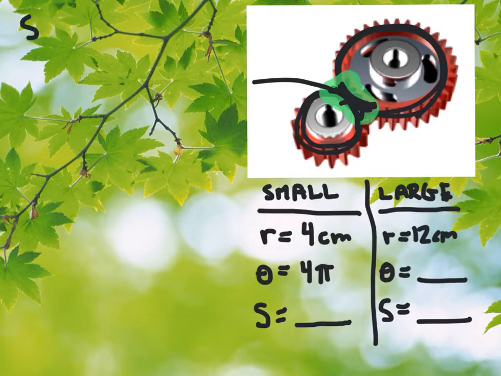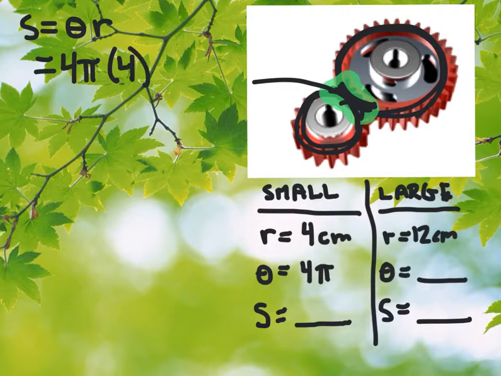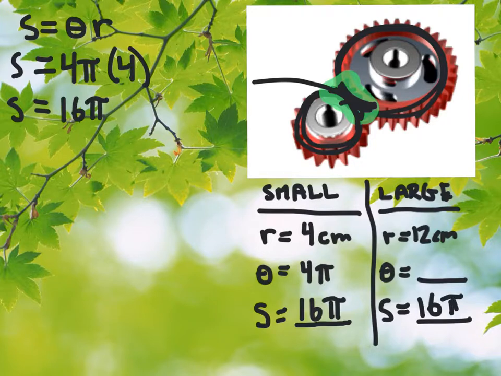So what I do is I use the one that has the most information, which in this case is our small gear. If I multiply 2 rotations, which is 4 pi, times a radius of 4, our arc length is 16 pi. That is this value of 16 pi, but it's also this arc length of 16 pi. Now we can find how big an angle we have turned on the other one.